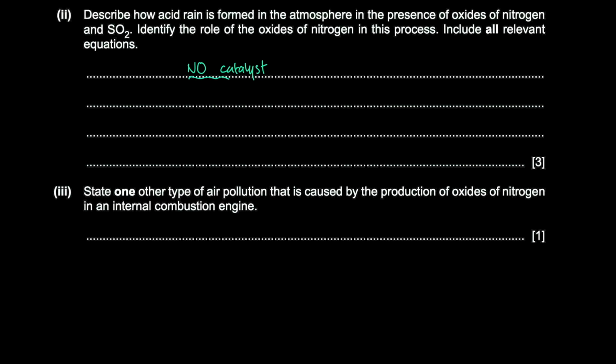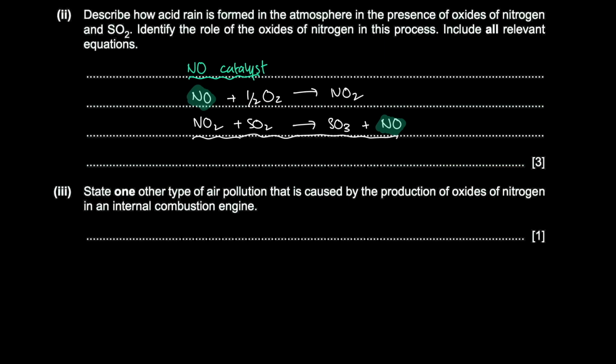When nitrogen monoxide is a catalyst, it can react with air in the atmosphere to form nitrogen dioxide, and then nitrogen dioxide can react with sulfur dioxide to form sulfur trioxide, and we regenerate the nitrogen monoxide, right? So nitrogen monoxide is used in the first step and then regenerated in the second step. The overall equation for this reaction is SO2 plus half O2 gives us SO3.